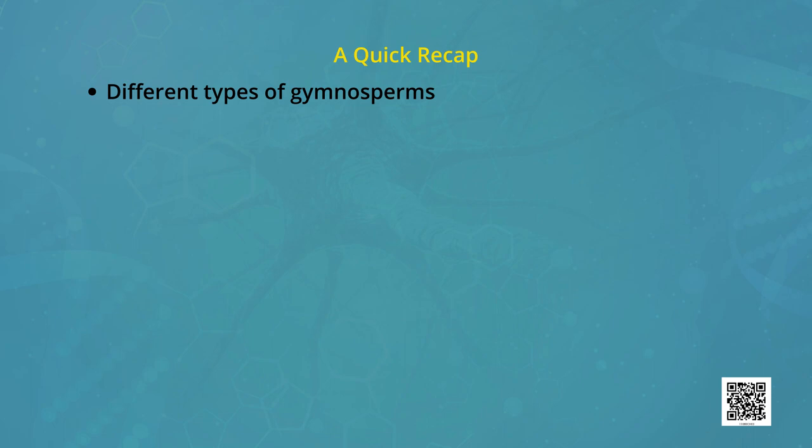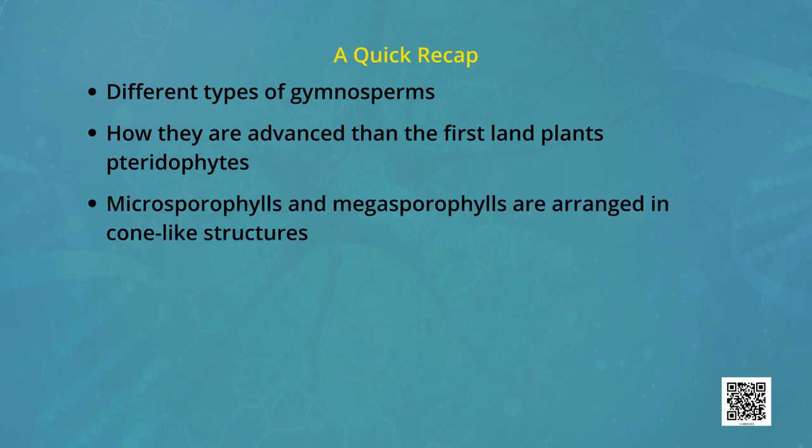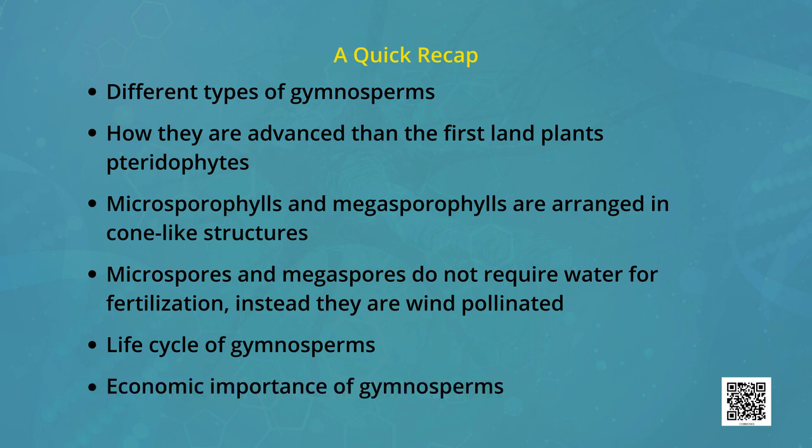With this, we have come to the end of our lesson on gymnosperms. Let us do a quick recap. We have learnt different types of gymnosperms, and how they are more advanced than the first land plants, that is pteridophytes. We also learned that microsporophylls and megasporophylls are arranged in cone-like structures. Microspores and megaspores do not require water for fertilization. Instead, they are wind pollinated. We learned about the life cycle of gymnosperms and the economic importance of gymnosperms.